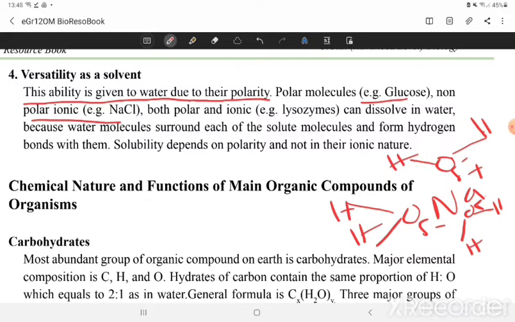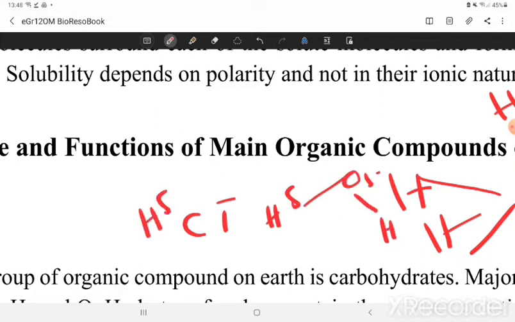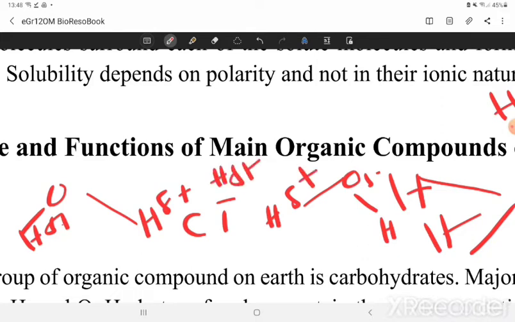Now polar molecules like glucose, and ionic compounds like sodium chloride: you see sodium plus is surrounded by water molecules, and you can also see how Cl minus ions are surrounded by water molecules. Here delta H plus is there. I don't have to draw this actually, but it's better for your understanding. Please refer to your chemistry books further. It's very important for chemistry. See how chemistry, physics, everything is involved in biology. That's how it's surrounded.